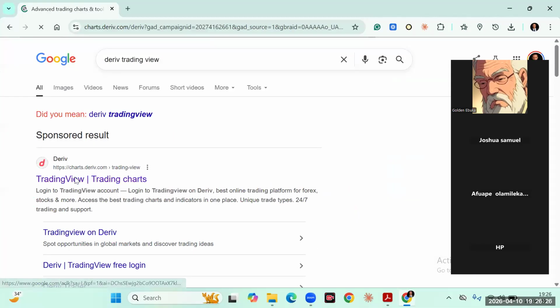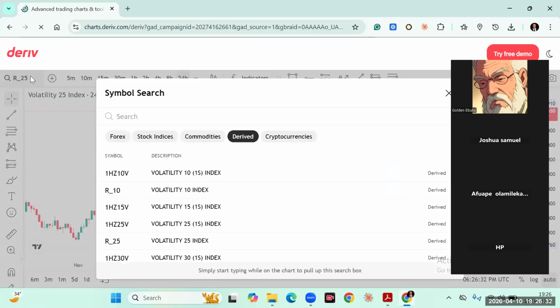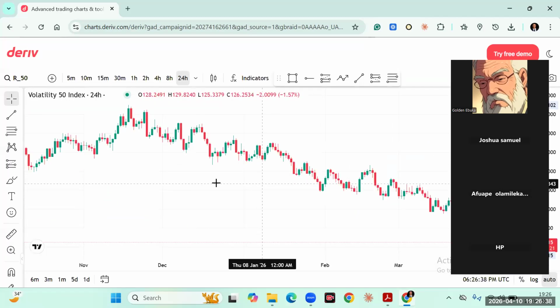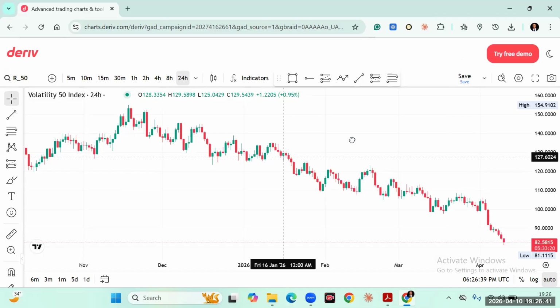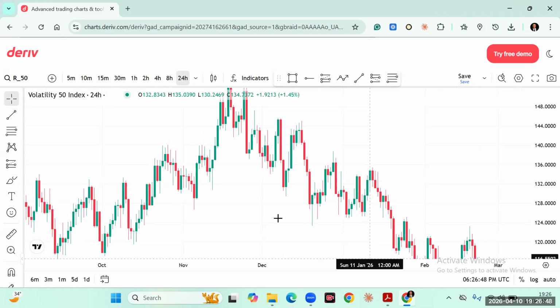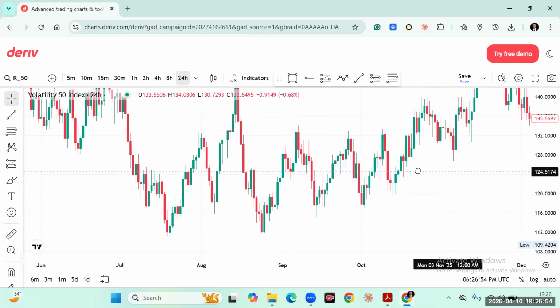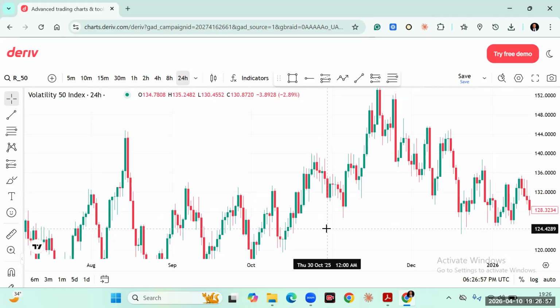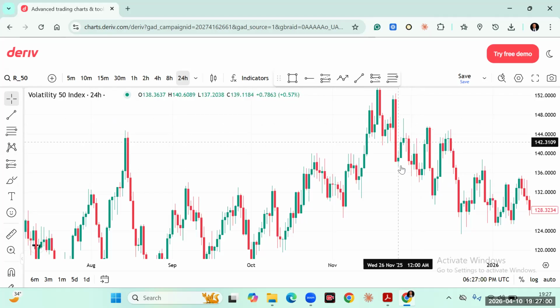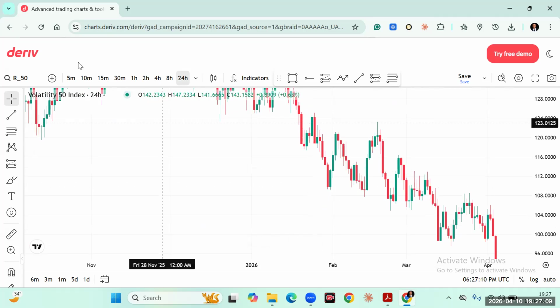Let's look at this 50, and this is a pair that I like because of the way it respects structure. You look at this, you could see how it's been respecting structure. It's been respecting SRP. This is really amazing. On 24 hours, when it broke this and took the higher low, it started selling. But let's go to 4 hours. Even on 24 hours, you will see how it's been respecting structure. But let's go to the 4 hour time frame.